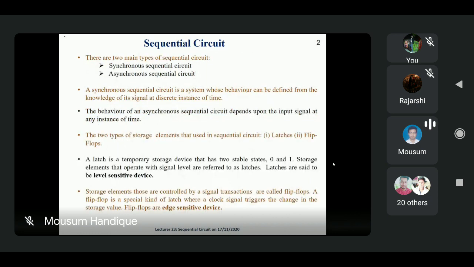So we talked about the sequential circuit, how many types of sequential circuit there are, and the difference between the two types, synchronous and asynchronous. After that we discussed the latch and flip flop. What is the difference between latch and flip flop?